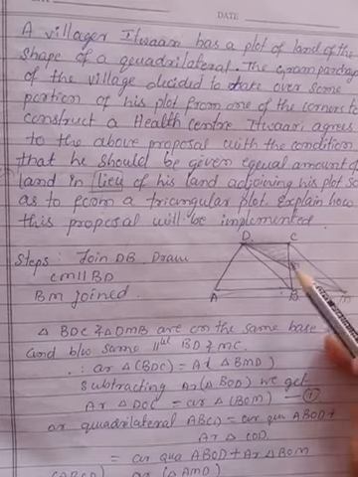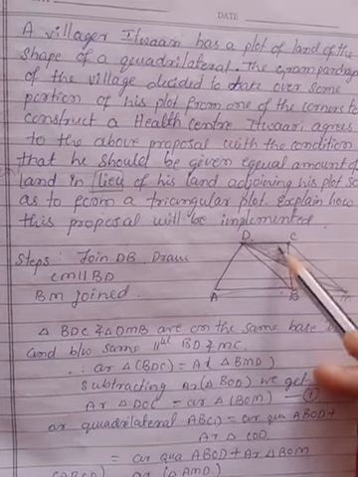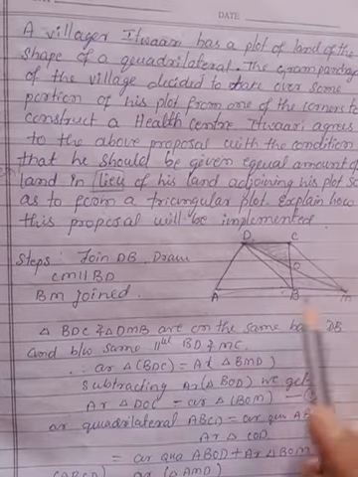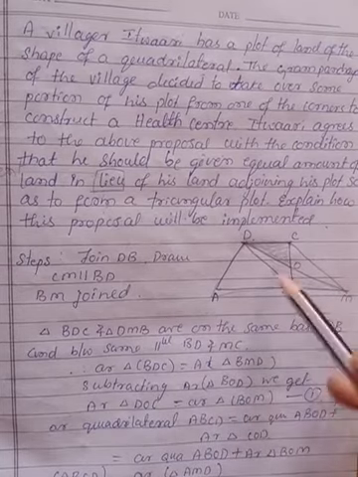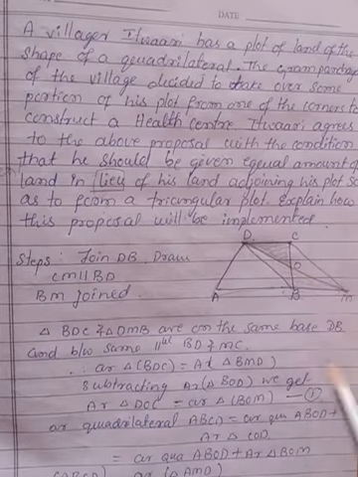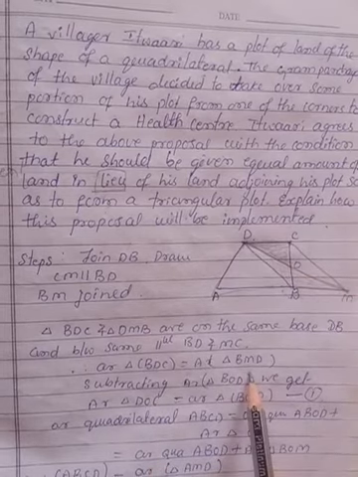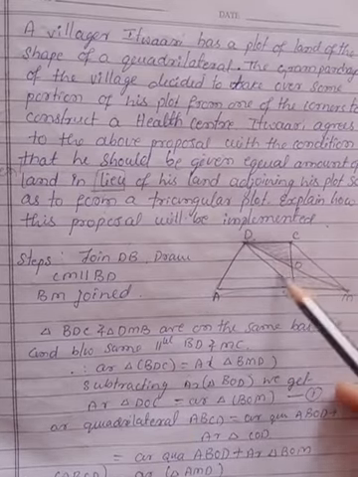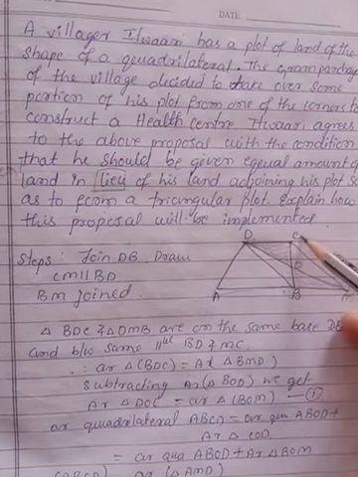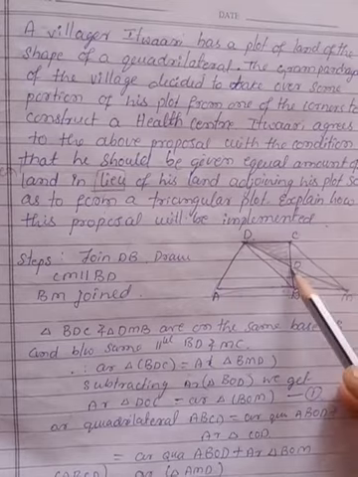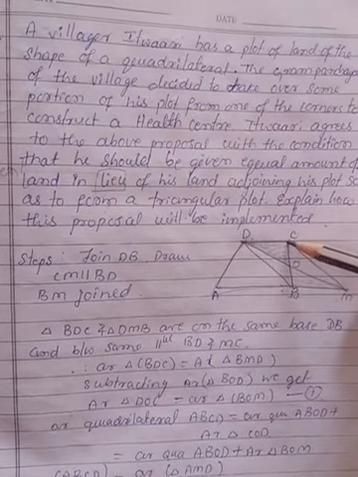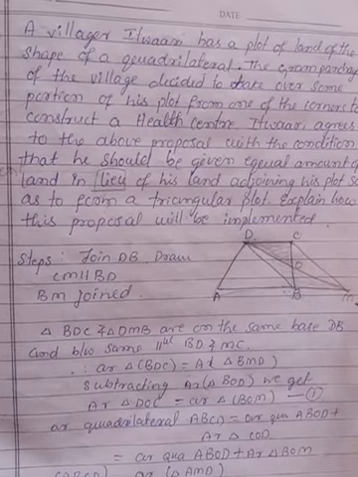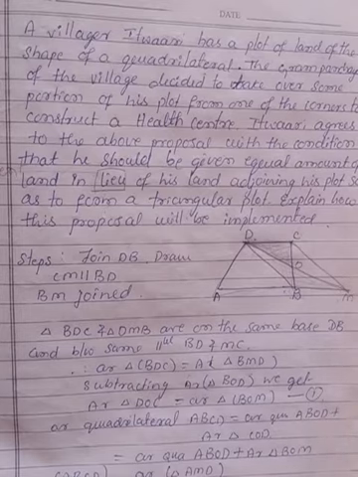Now consider these two triangles, BDC and DMB. They are on the same base BD and between the same parallels CM and BD. That's why the area will be equal, isn't it? Now subtract BOD from both the triangles. Then you will get DOC, and here BOM. That means how much portion they have given for a hospital, that much portion he is getting here, BOM, isn't it? Now call it as 1.